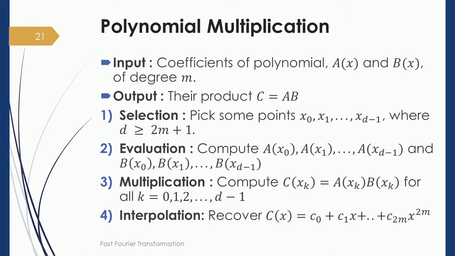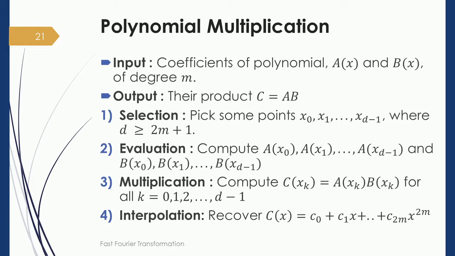So our first step is to select some points x sub 0, x sub 1, and so on up to x sub d minus 1. And in order to ensure that all these polynomials, including the product polynomial C, do not fall out of the vector space, we ensure that d is at least 2m plus 1. And given these d plus 1 points, we evaluate the polynomials A and B at points x sub 0, x sub 1, and so on up to x sub d minus 1. And this will provide us with the point value representation for A and B.